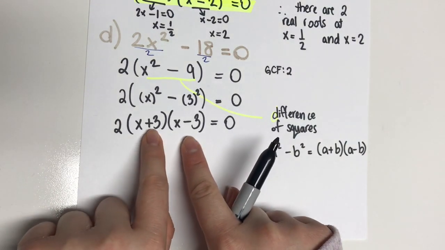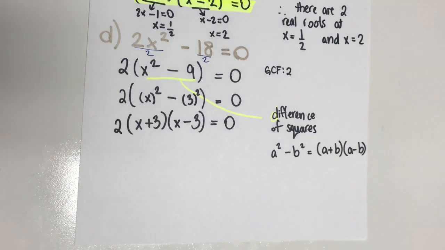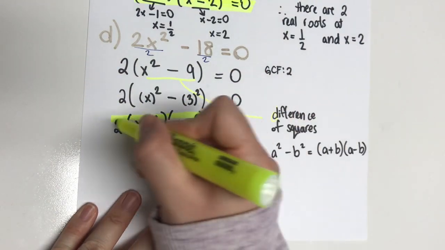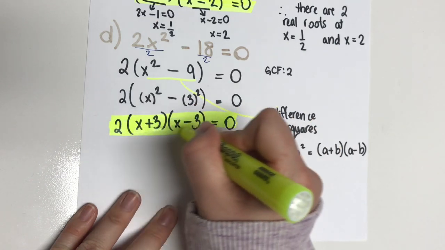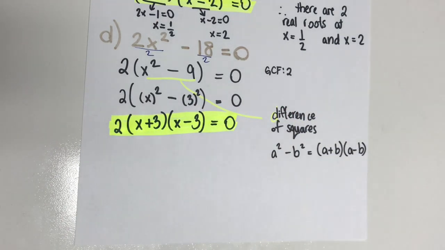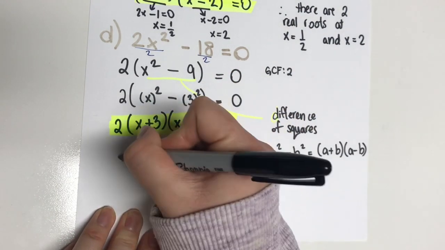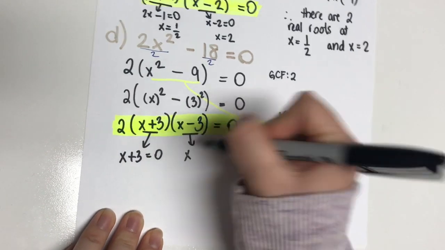Okay, now this is now my factored form of the equation, so now I can use the factored form in order to determine what the roots, intercepts, zeros are. So I know that these three numbers are being multiplied to give me 0, which means that either this is equal to 0 or this is equal to 0.